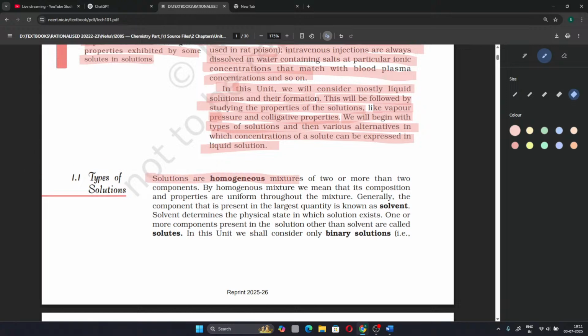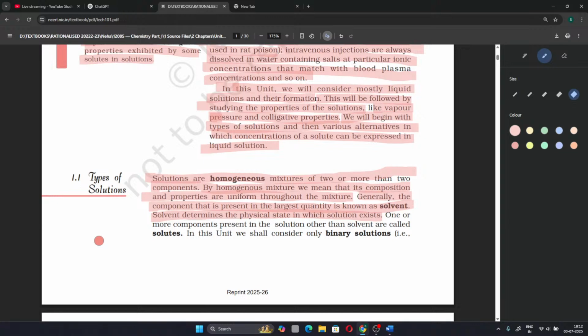Solutions are homogeneous mixtures of two or more than two components. By homogeneous mixture we mean that its composition and properties are uniform throughout the mixture. Generally the component that is present in the largest quantity is known as solvent. Solvent determines the physical state in which the solution exists. Basically, there are two components in a solution, solute and solvent, and the solvent is the one present in the larger quantity.